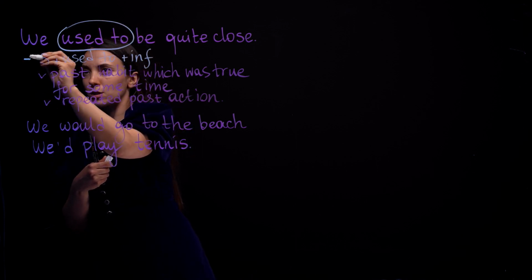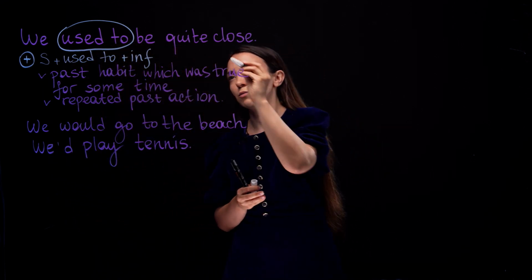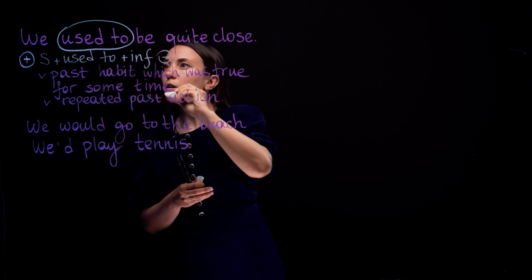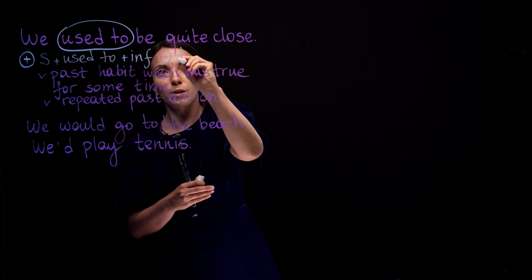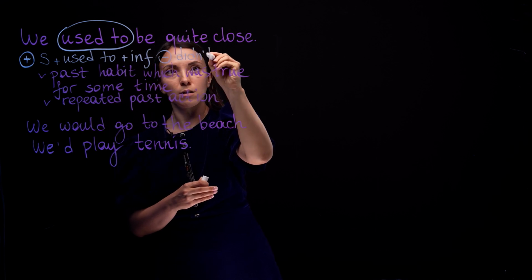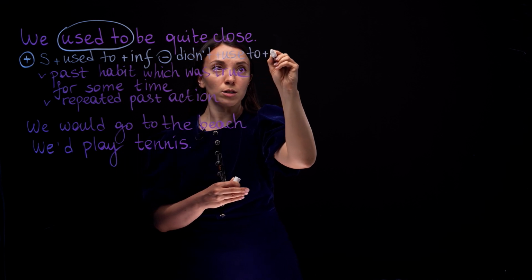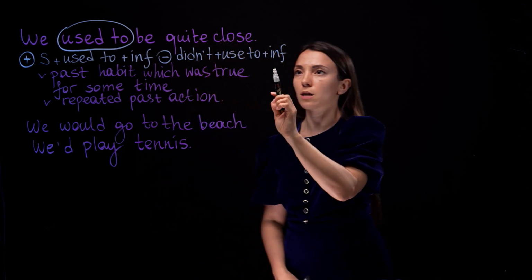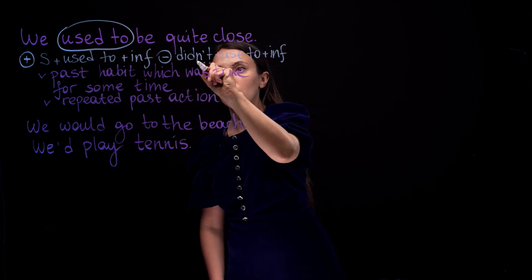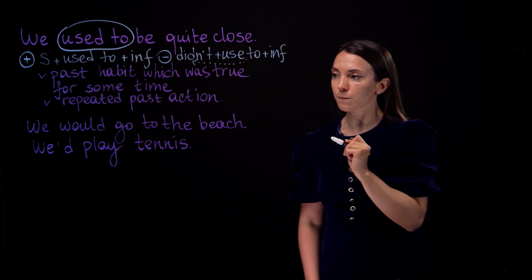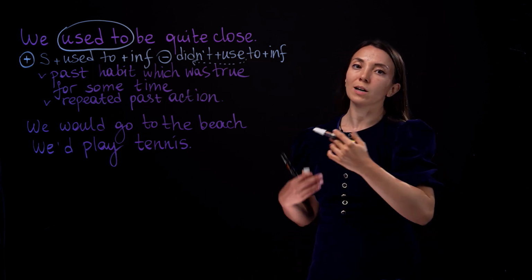That was a positive sentence. We used to be quite close. What about a negative one? Of course, we didn't used to be quite close. It will be like that. To plus infinitive. Yeah, what is missing? What is missing? Yeah, D. D is here. So when it's a negative sentence, used to goes without D.